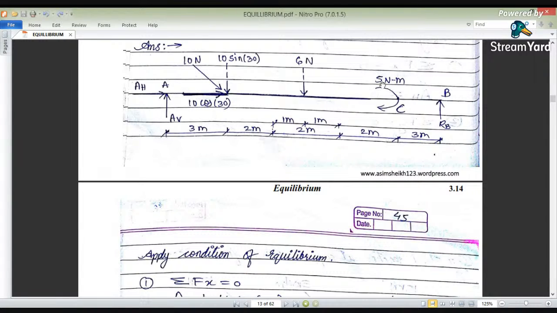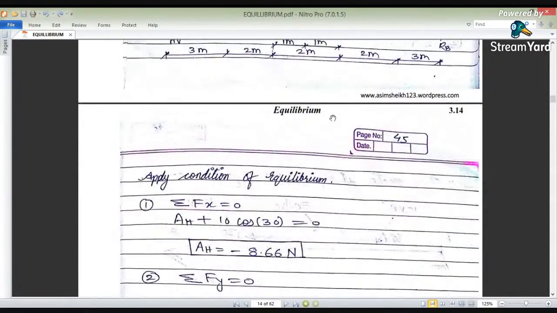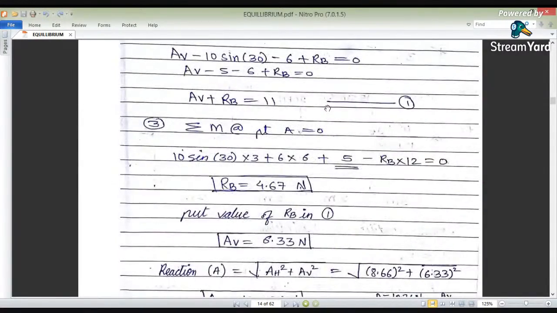What about this 5 Newton meters about A? The 5 Newton meter will not be multiplied with the distances, so we take it directly as 5. What about this RB? That is unknown, so it will be in the anti-clockwise direction. What about the distance for this? 3 plus 2 is 5, 6, 7, 8, 9. 9 plus 3 is nothing but 12. In this way we have calculated RB, and depending upon RB, we have calculated the remaining values.